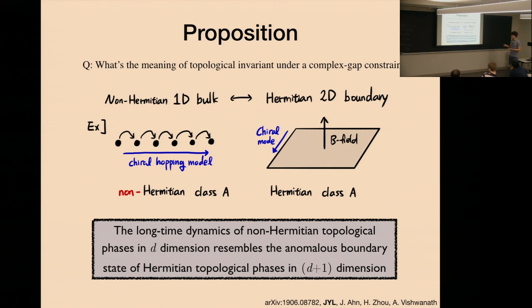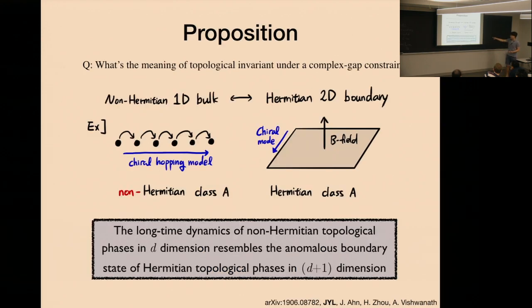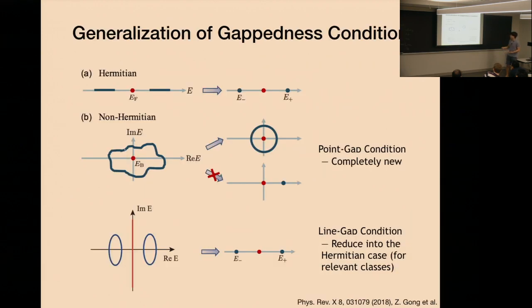This gives us a familiar bulk-boundary correspondence. And that's what lots of people study in the non-Hermitian SSH model or non-Hermitian Chern insulators. You have this line and these two bands separated, and they can be connected by some boundary modes. What's really unique for the non-Hermitian case is the point gap condition, where your band can be deformed as long as you don't cross certain points. And this gives a completely new kind of topology, which is unique to non-Hermitian systems. So we focus on point gap topology.